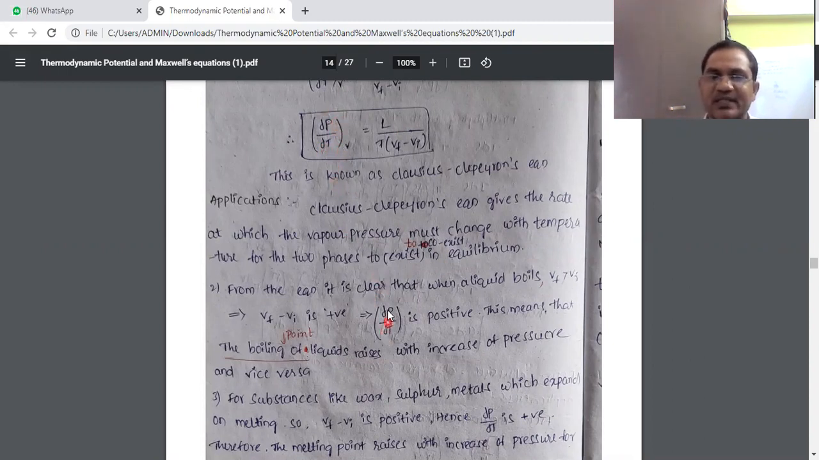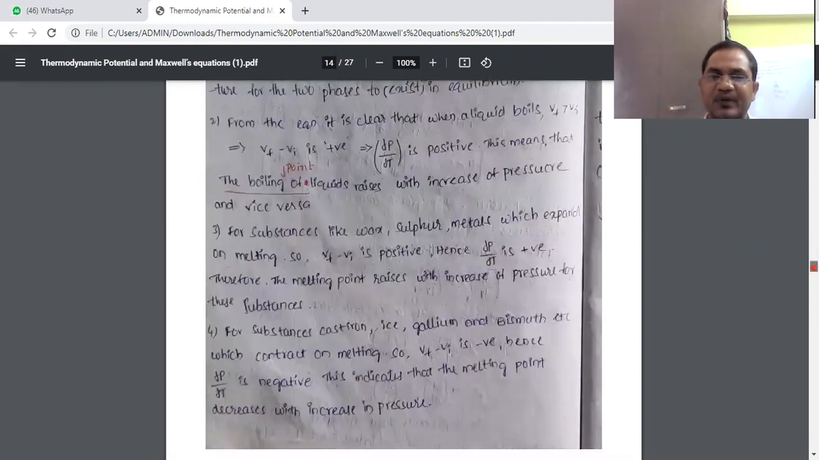So the conclusion is that dP by dT positive means that with increase of pressure, the boiling point of liquids increases for any liquid. So that is one application.